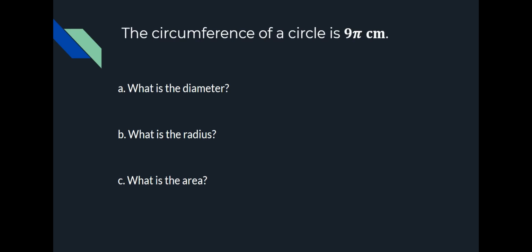From the circumference that is given to us, we now have to determine what the diameter is. 2, we have to determine what the radius is. And last but not least, then we can determine what the area is. All right? So we have to find the diameter, we have to solve for the radius, and then we have to solve for the area. Okay?